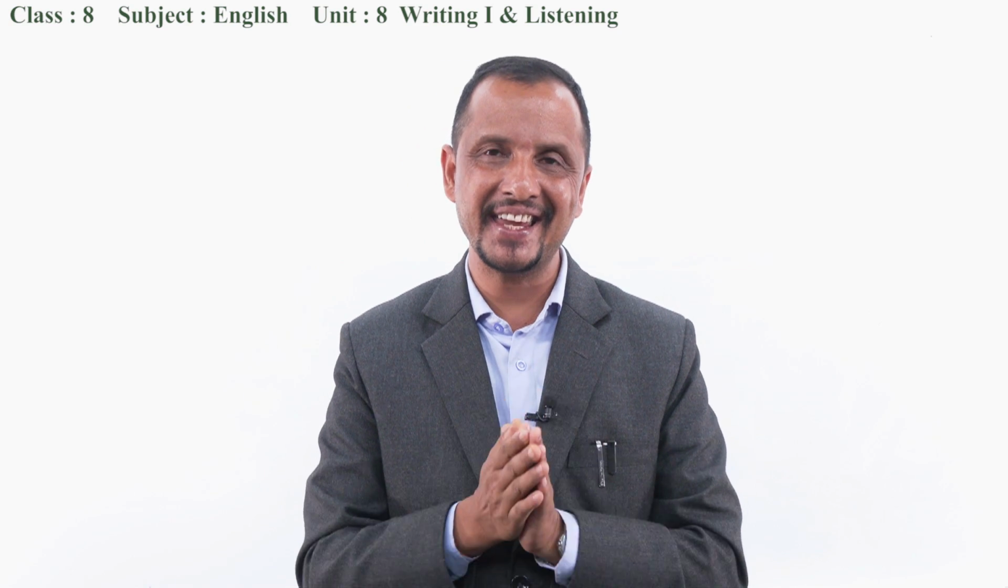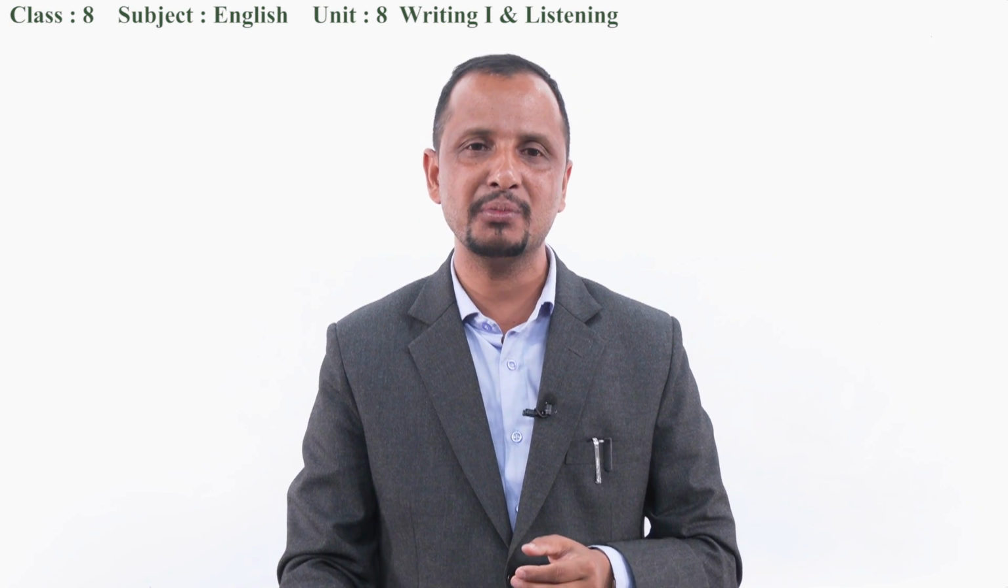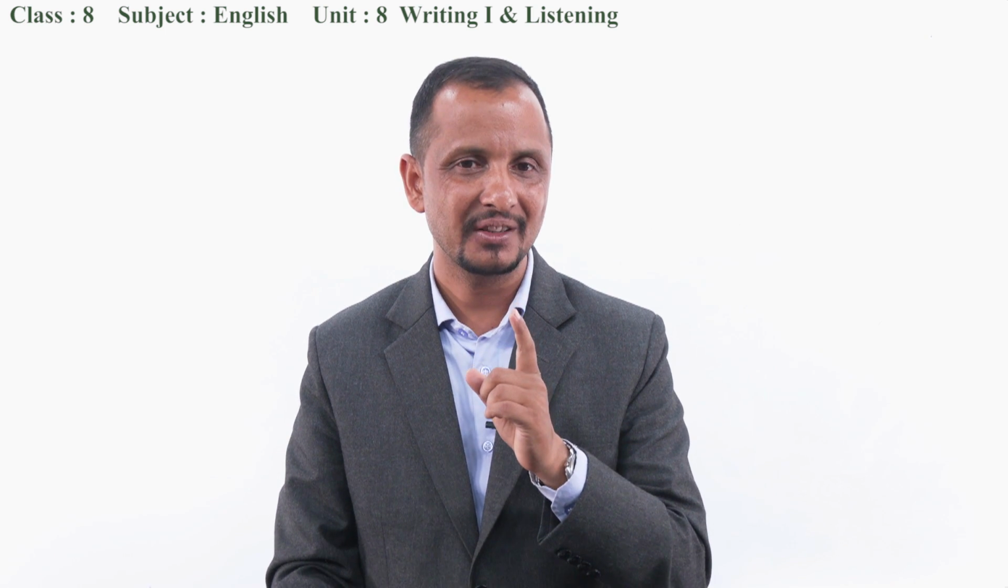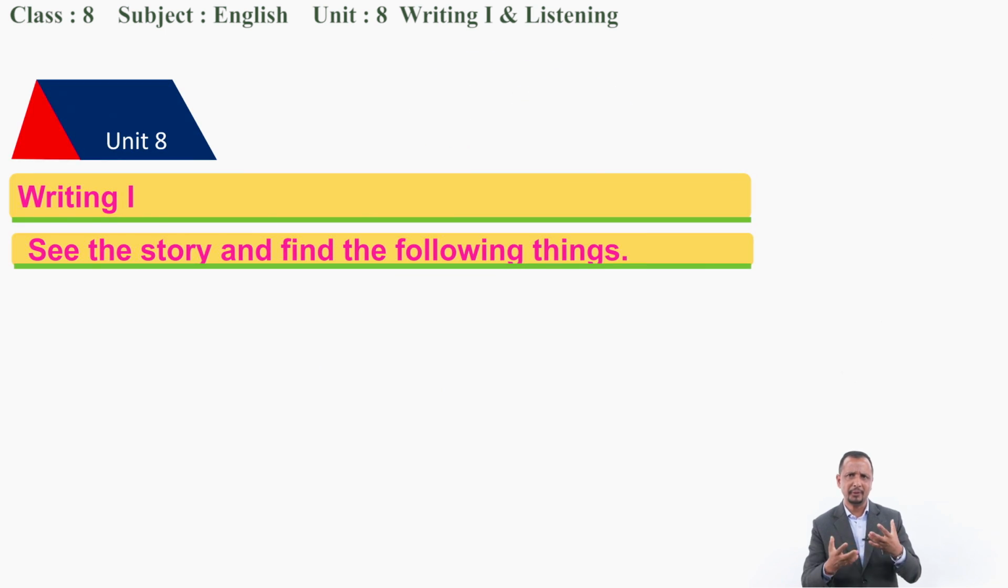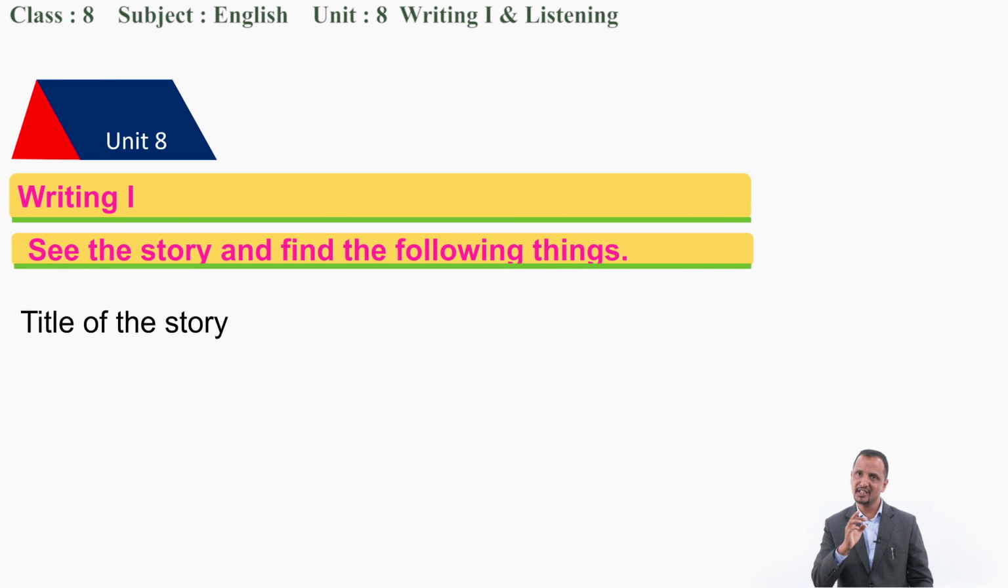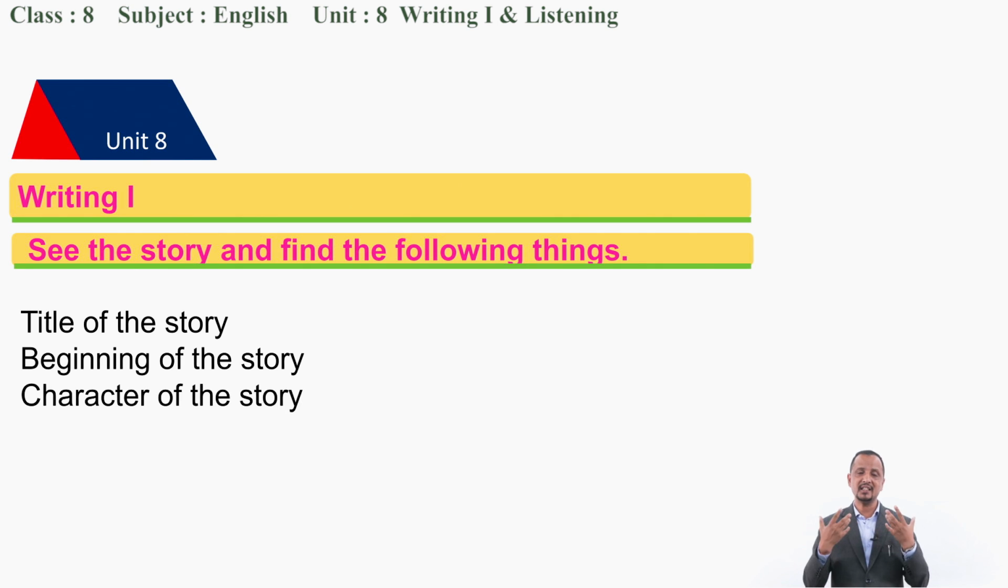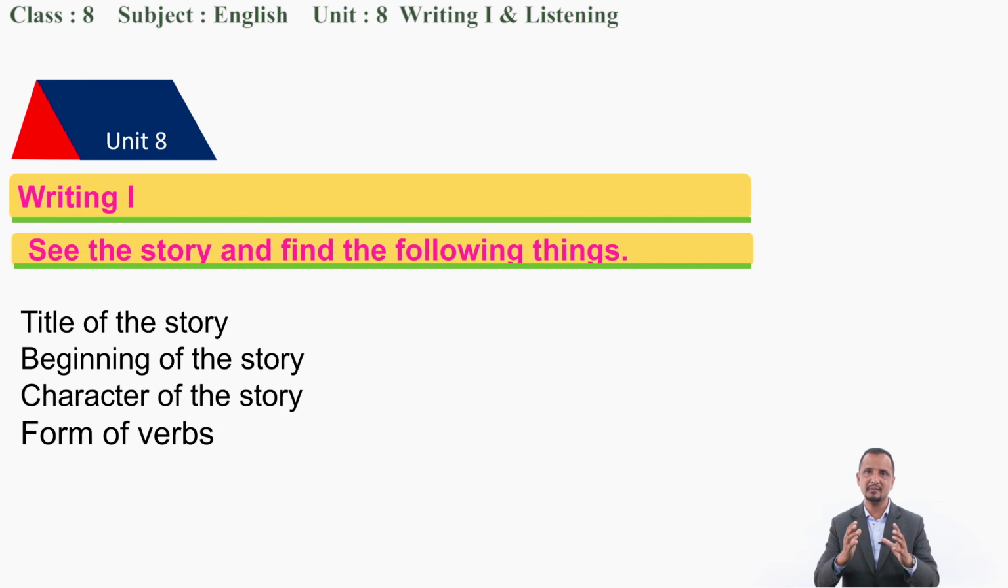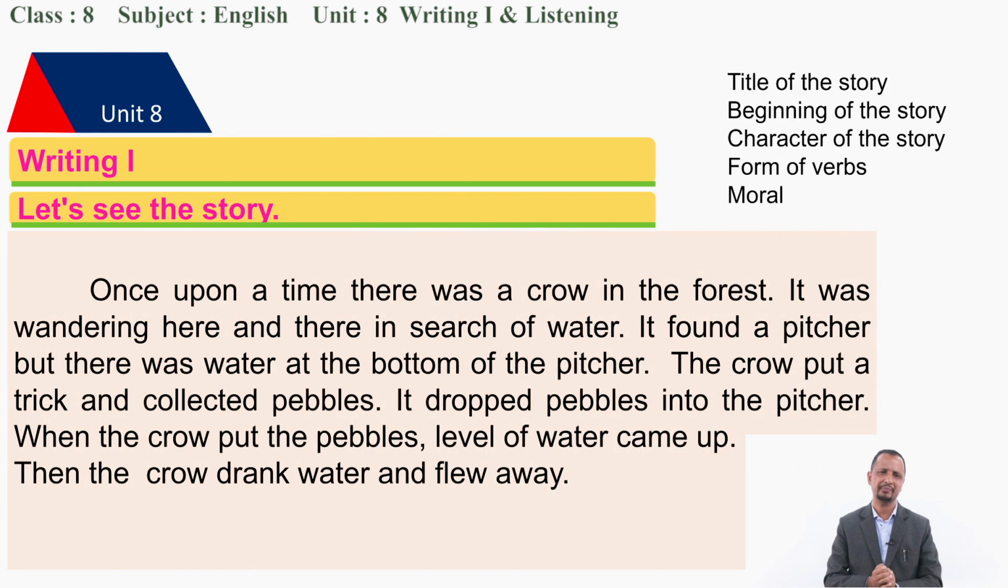Now, dear student, let's see writing 1 in your textbook, unit 8, writing 1. Before looking over there, let's see the story and find out the following things. What are the things? Let's see the title of the story. After reading, I will give you the beginning of the story, how the story started, the character of the story, the form of verb, which form of verb is used in the story, and the moral. Let's find out from this story, right? See here.